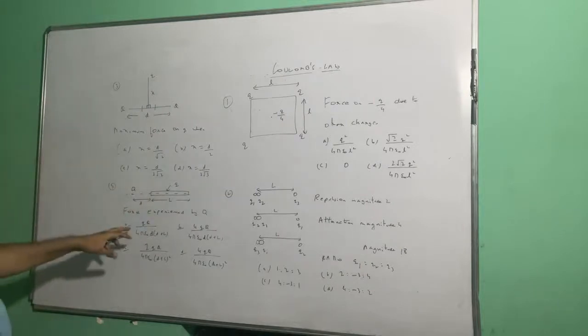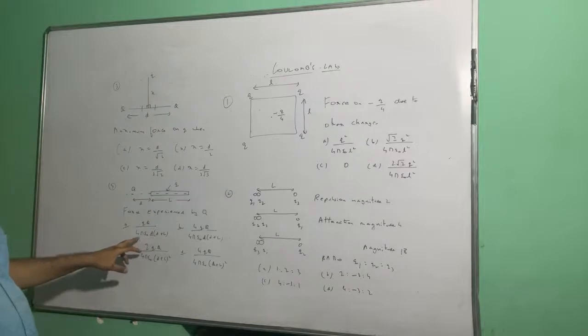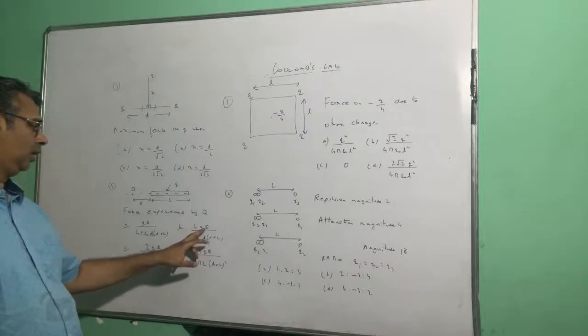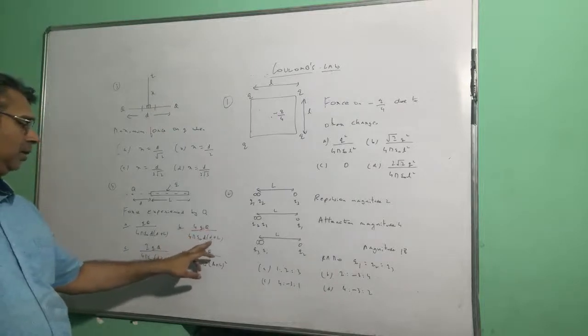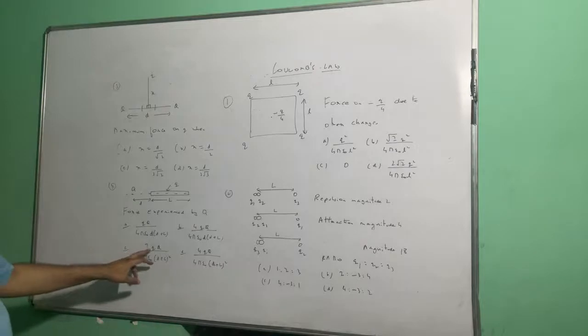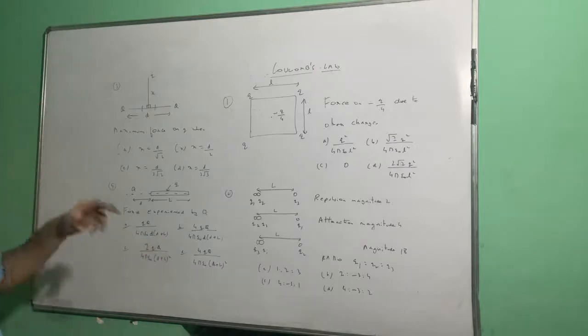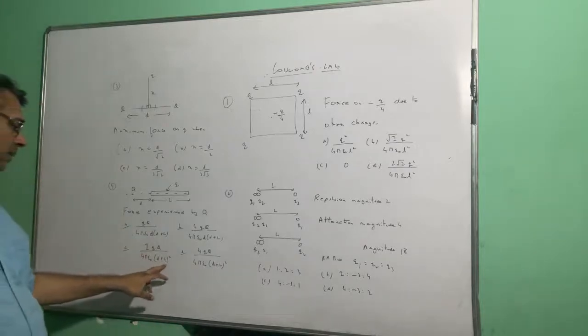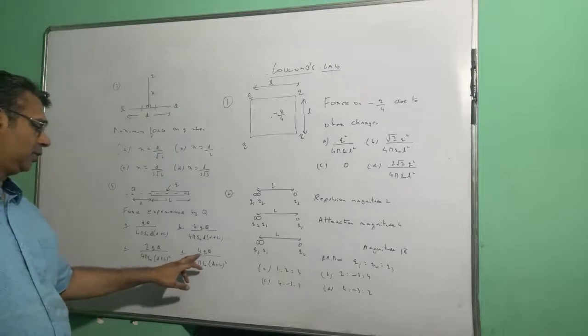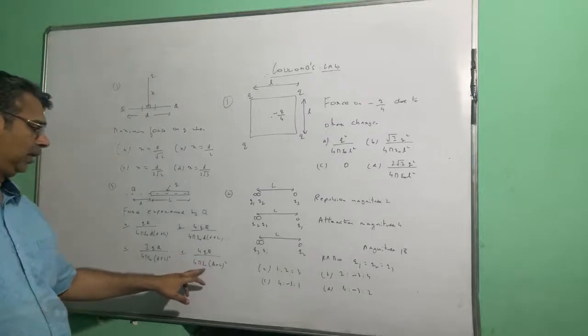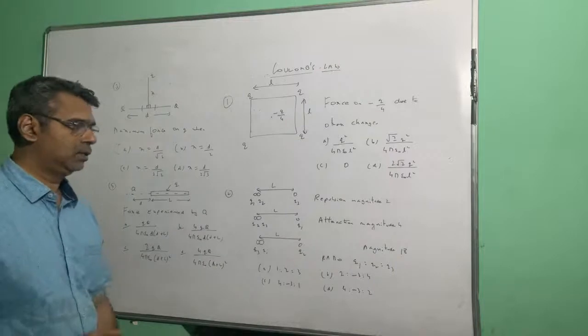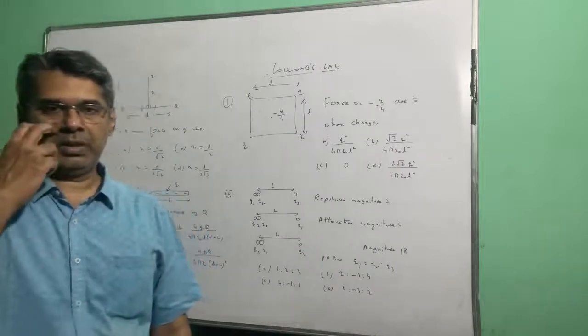So the options are small q into capital Q by 4 pi epsilon naught d into d plus L. Then second option is 4 into small q into capital Q by 4 pi epsilon naught d into d plus L. Third option is 2 into small q into capital Q by 4 pi epsilon naught d plus L whole square. Fourth option is 4 into small q into capital Q by 4 pi epsilon naught d plus L whole square. So these are the four options for question number 4.